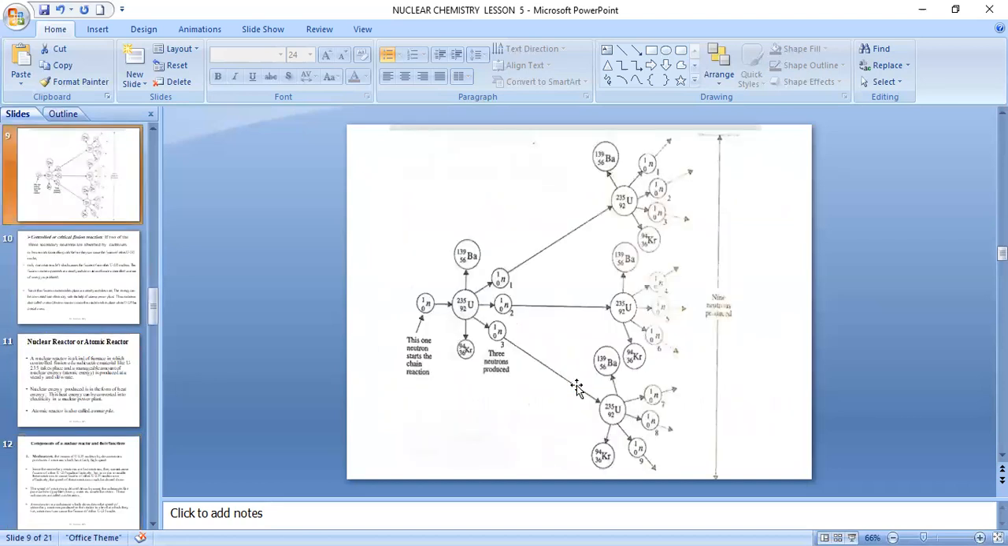An illustration is given. As we said, a slow-moving neutron bombards uranium to give barium and krypton and 3 neutrons. So if these neutrons are not controlled, they also bombard other uranium, giving rise to the formation of 3 neutrons each. And then these ones bombard more uranium, giving rise to a lot of heat.